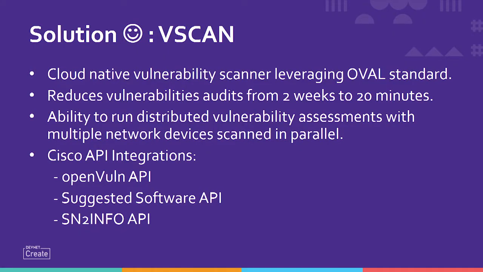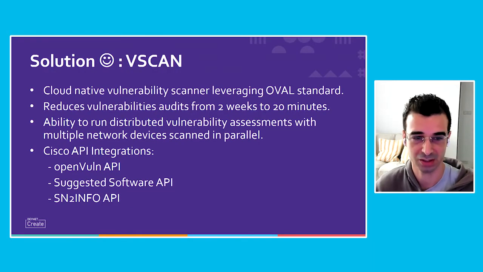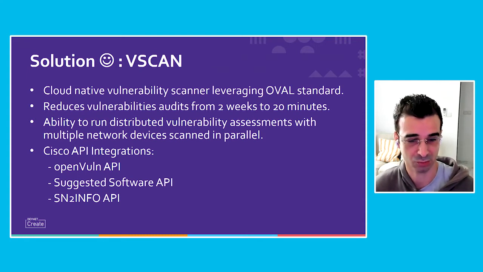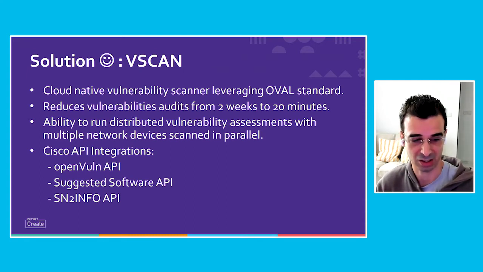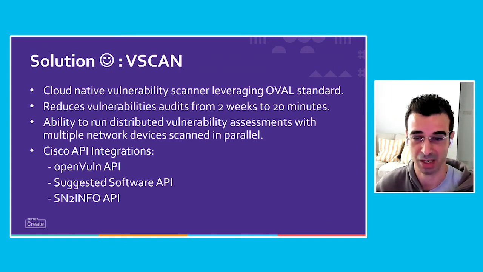That's how we solved our problem, by creating our own vulnerability scanner. And essentially, because we started really from scratch, we could use modern architecture and the latest technologies available in software development. On top of the overall standard, we also have a couple of API integrations with Cisco, such as the openVuln API, obviously, but also the suggested software API, and the SN2Info API, so we can get information just by passing our device's serial number.